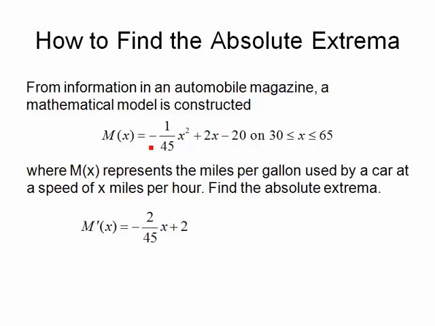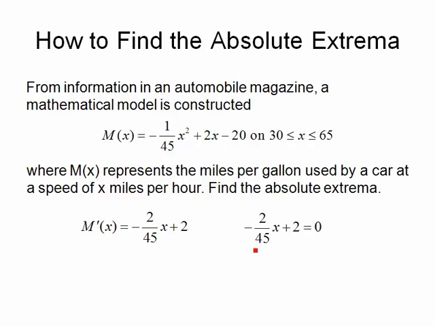So the derivative of m of x, when I take the derivative of the x squared, I get 2x. Multiplying that by negative 1/45 gives me negative 2/45 x. The derivative of 2x is 2. The derivative of negative 20 is 0. So my derivative of m is negative 2/45 x plus 2. To find the critical numbers, I'm going to set that equal to 0. I don't have to worry about where it's undefined because this is a linear function. It's defined everywhere.